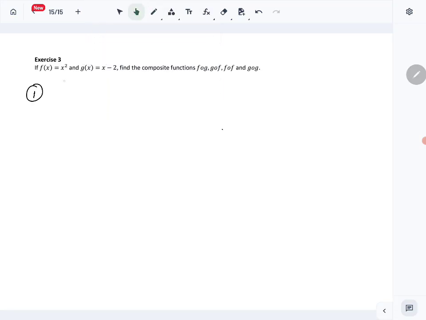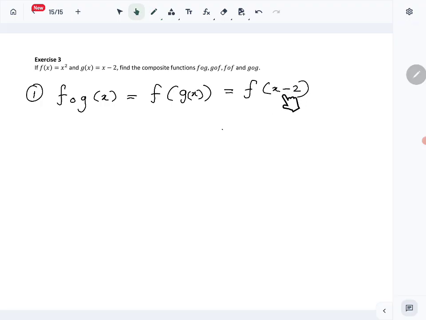Okay, we are given two functions, f of x is x squared and g of x is x minus 2, and we want to find all four of these composite functions. So first, f circle g, that is what? f of g of x. So g of x is the inner function, f is the outer function. So now what is g of x? x minus 2. Put it inside. So I want to find f of x minus 2. So wherever I see an x in f of x, I have to substitute x minus 2. So what do I get? x minus 2 squared. Or if you want, you can expand this: x squared minus 4x plus 4.